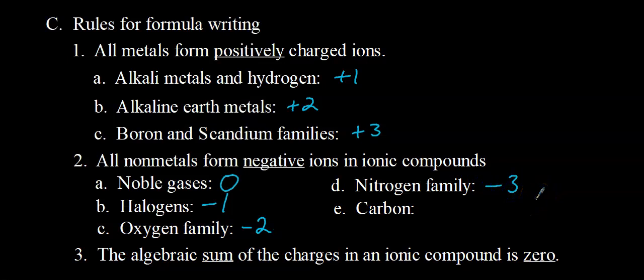Carbon usually likes to share its electrons. It doesn't like to gain, but if it forms an anion, it will do so by gaining 4 electrons, forming an ion with a -4 charge. Again, number 3, very important. When we're writing the chemical formula for a compound, we have to keep in mind that a compound has no net charge, and so the algebraic sum of the charges in an ionic compound must be 0.